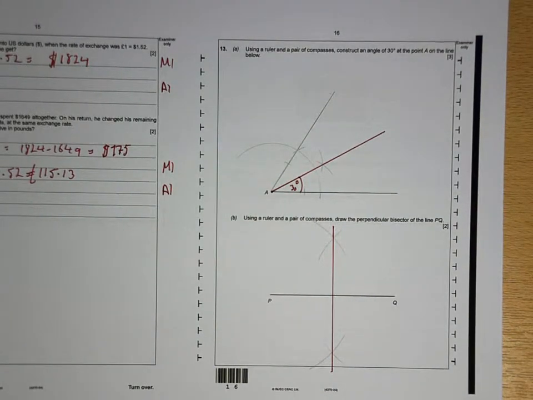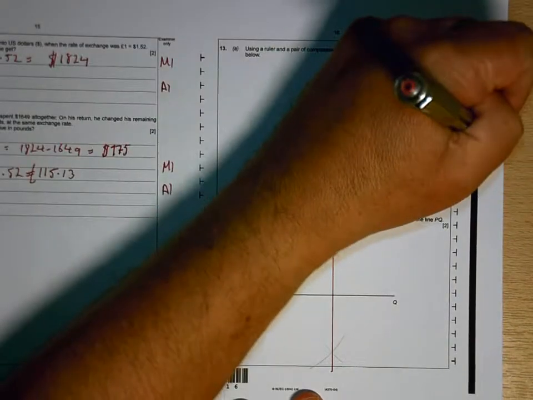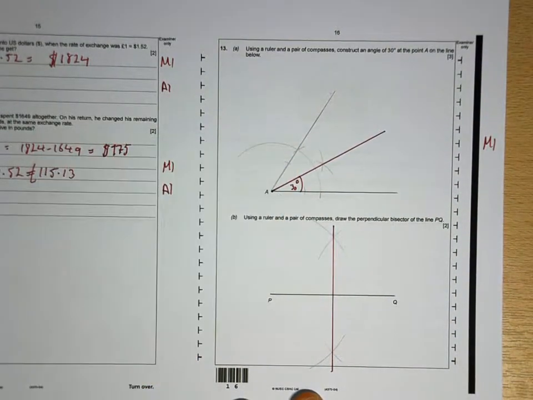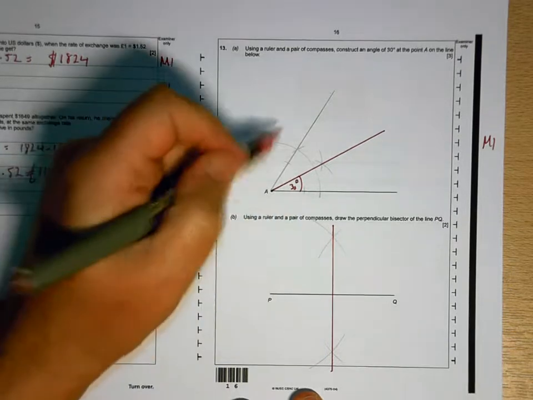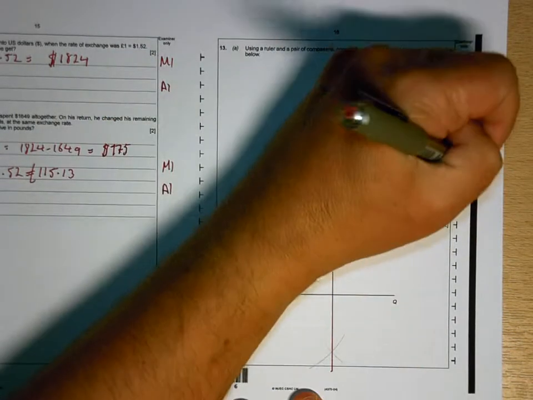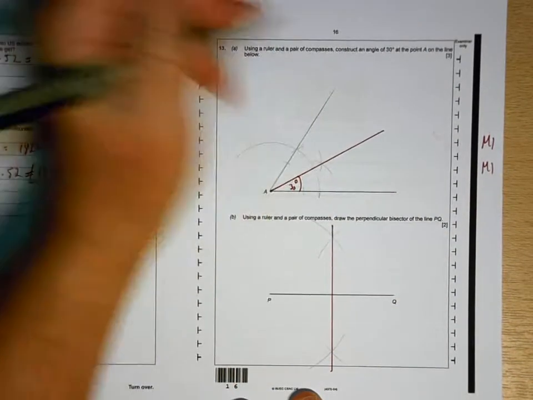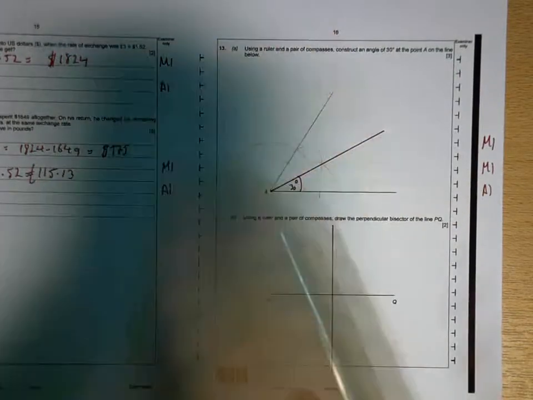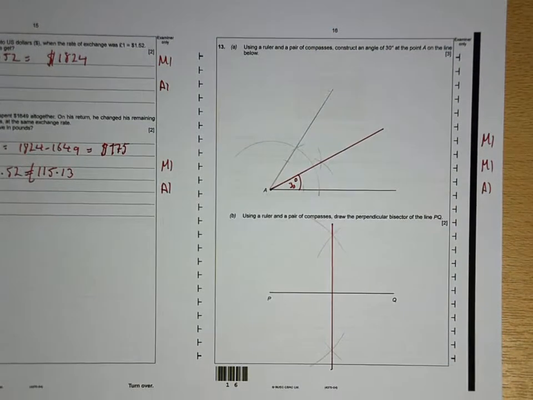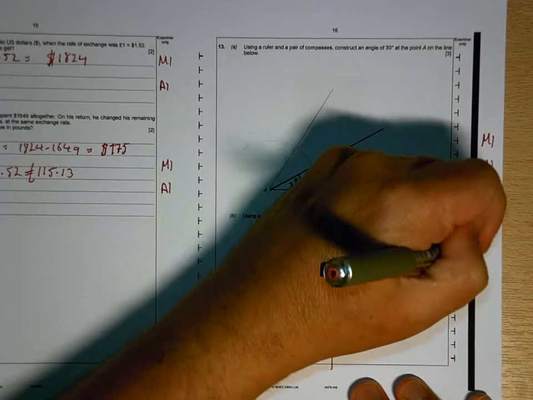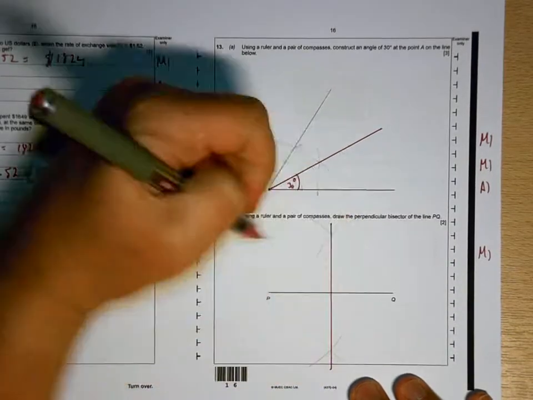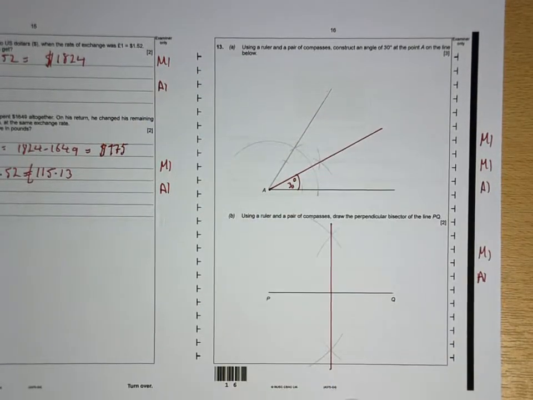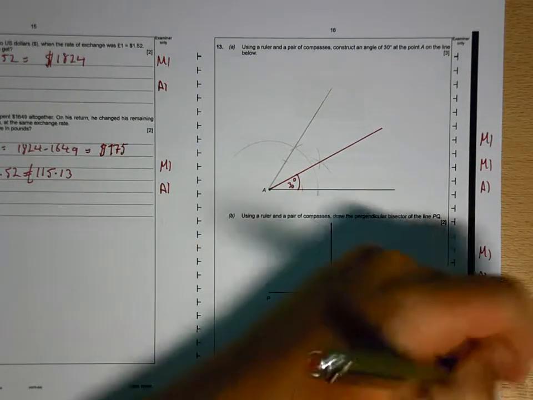Marks for that. 1 mark showing the 60 degrees, 1 mark for the angle bisector, 1 mark for the red line. And for the second one, 1 mark for the construction arcs and 1 mark for getting the line correct. Total for the page, 9.